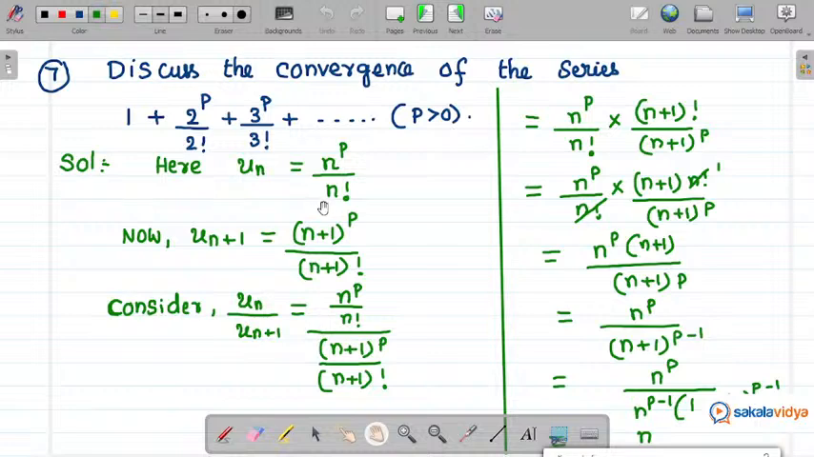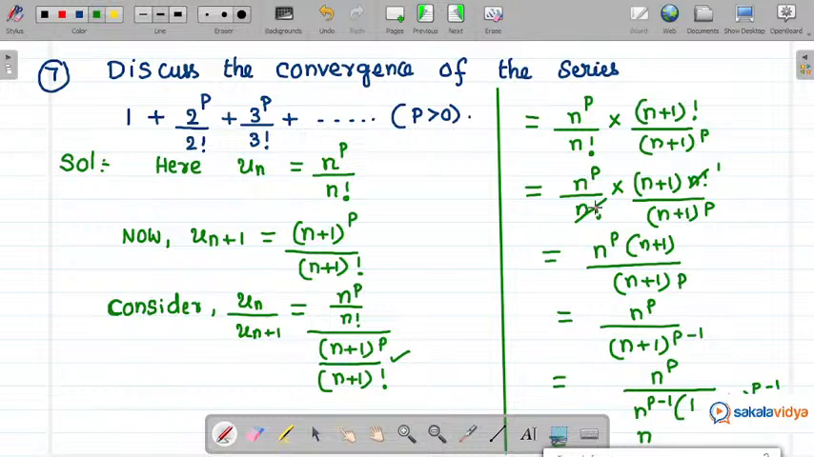You remember that one, how to identify the test. So, now we need to find un plus 1: in the place of n, n plus 1 whole to the power of p, and in the place of n factorial we write n plus 1 factorial. Now, you need to consider un by un plus 1, n to the power of p by n factorial divided by n plus 1 whole to the power of p by n plus 1 factorial. So, this equals n to the power of p by n factorial multiplied with the reciprocal of this one, that is n plus 1 factorial by n plus 1 whole to the power of p.